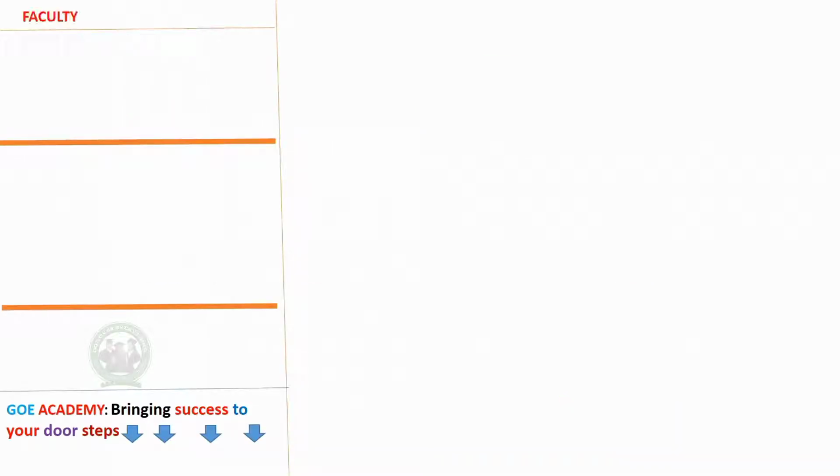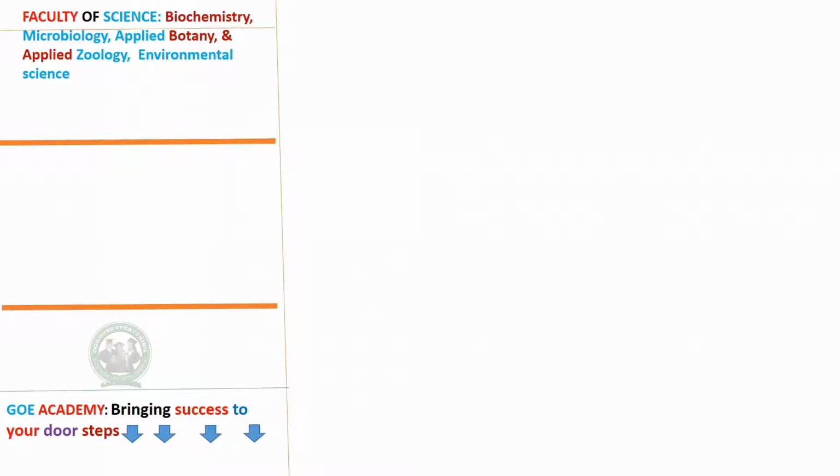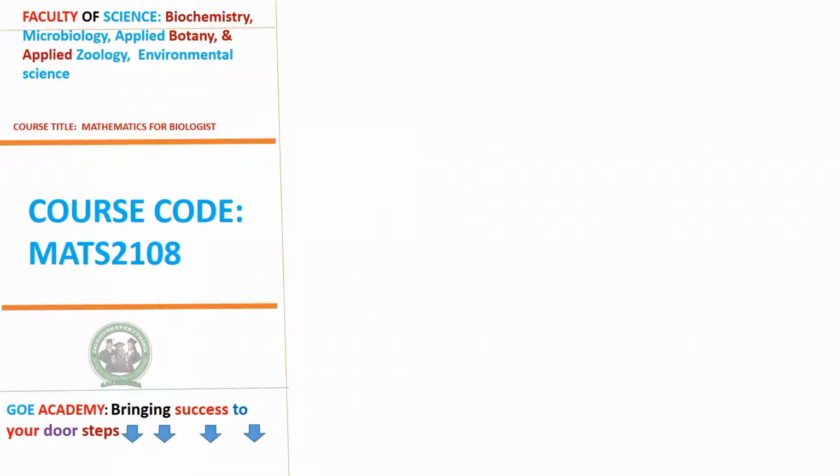This video comprises the Faculty of Science, with experiments involving biochemistry, microbiology, applied botany, applied zoology, environmental sciences, and biomedical sciences. The course title for this material is Mathematics for Biology. The course code is Math 2108. Always know your math code.